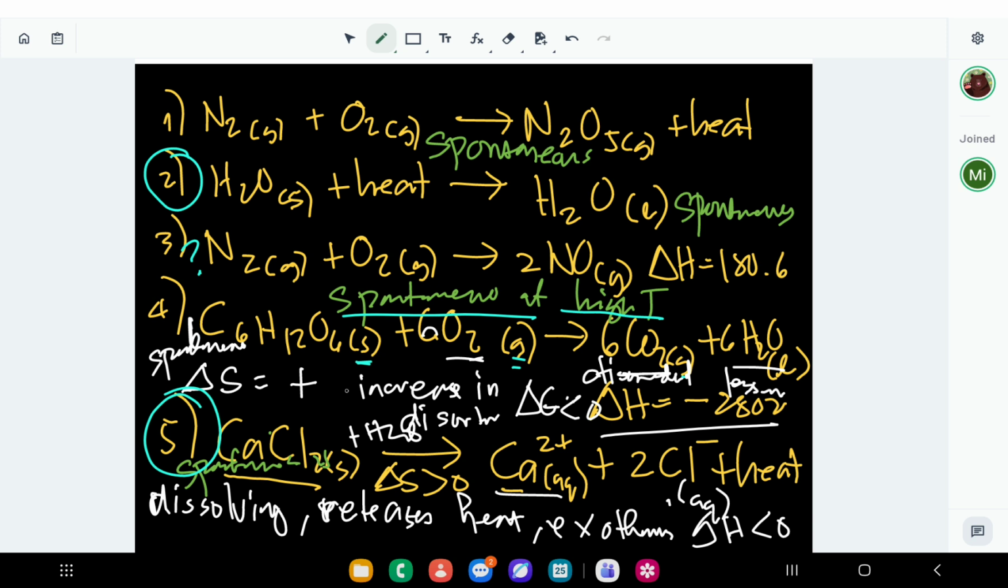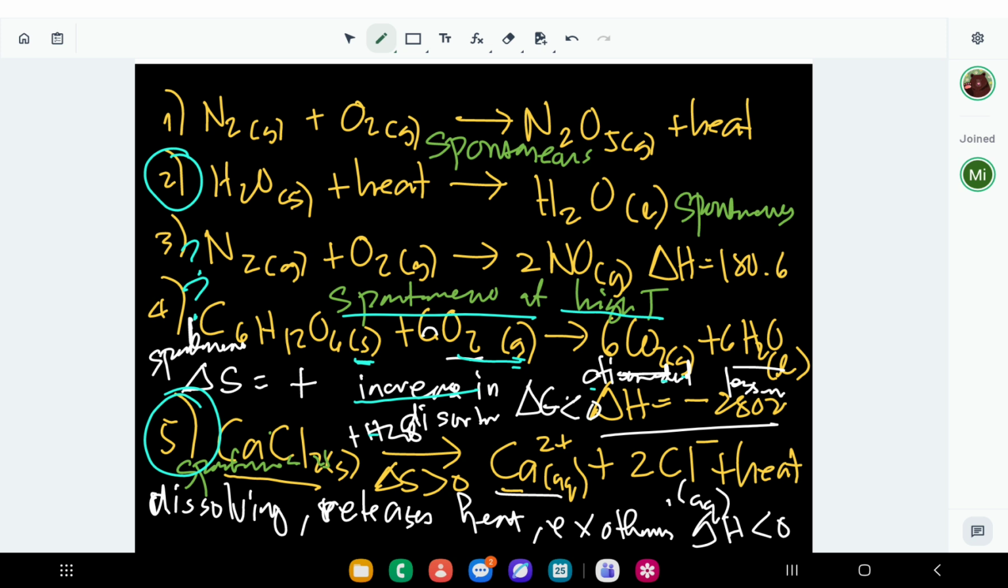If it's solid to gas, of course, more disorder, so entropy increases. But we have another reactant, oxygen, because this is combustion. So we don't really know which one transforms to gas and which to liquid. So let's just say this is questionable. Numbers 3 and 4 are questionable; we're sure with numbers 2 and 5. How about number 1? Number 1, they have the same state, gas, plus heat.